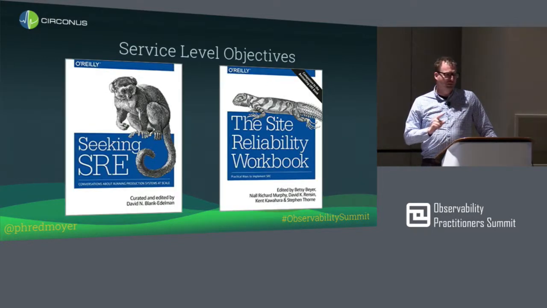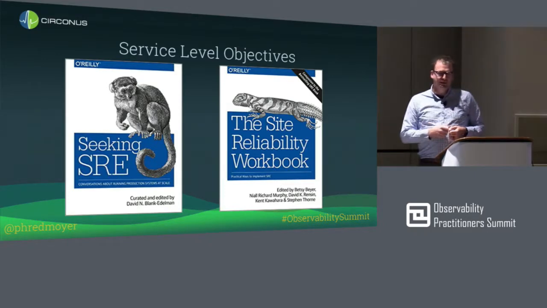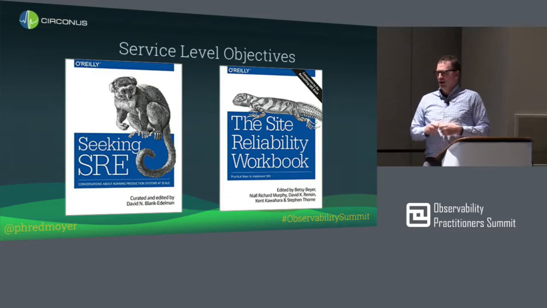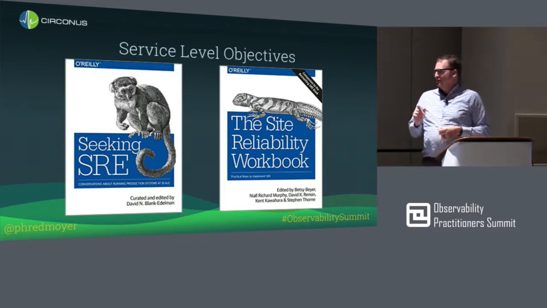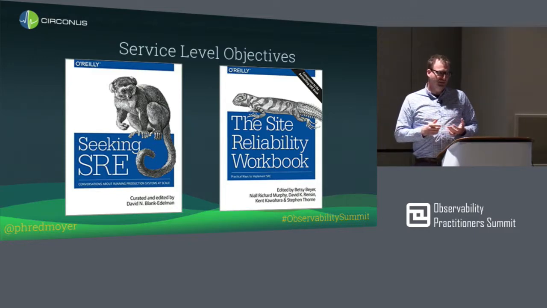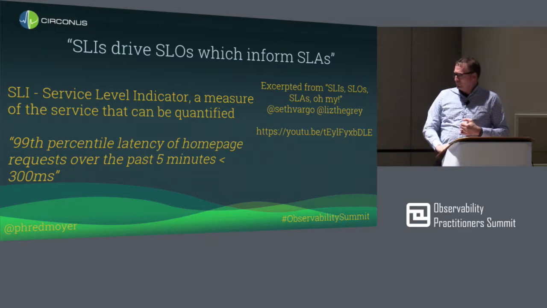There are 2 other important books on this subject that go into SLOs a fair amount. Seeking SRE has a chapter by Theo Schlossnagle, the guy who brought me into this stuff a few years ago. It goes into how you can generate deeply technical service level objectives. The Site Reliability Workbook has a whole chapter on SLOs. So if you're not that familiar with SLOs, you should go and read these books. They've got some great work there.